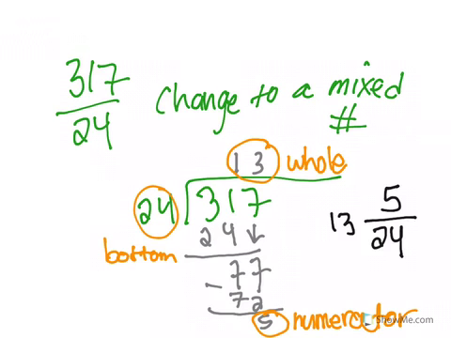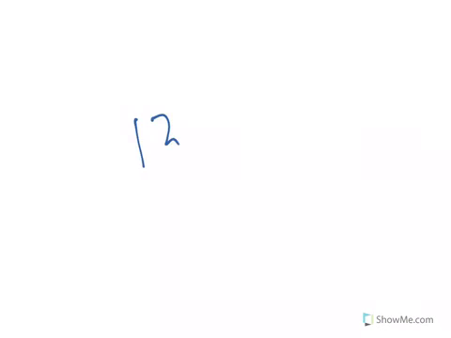Okay, you want to always check if the improper fraction, so let's say if this can be reduced. In this case, it cannot. So your final answer, I'll just rewrite it over here. Final answer, 13 and 5/24.